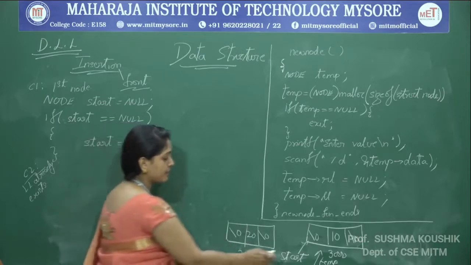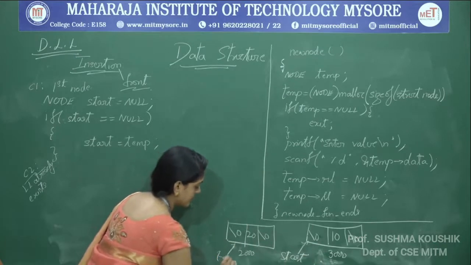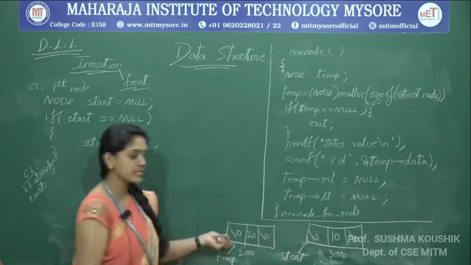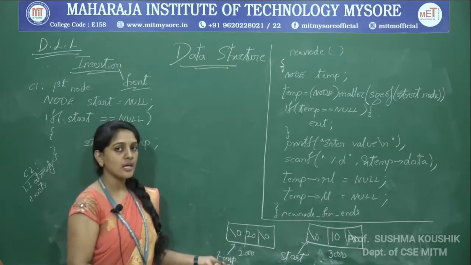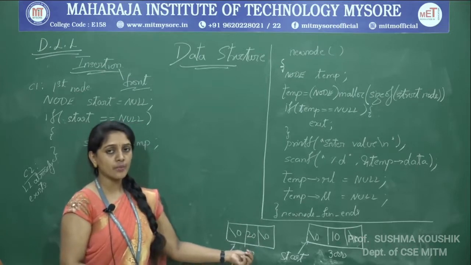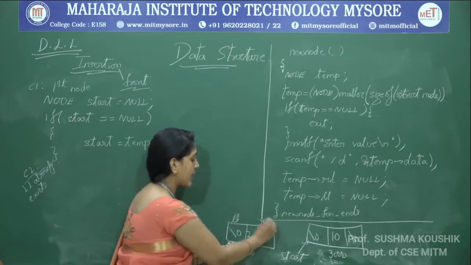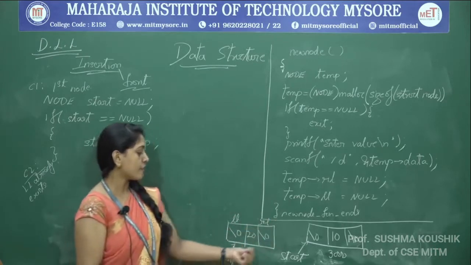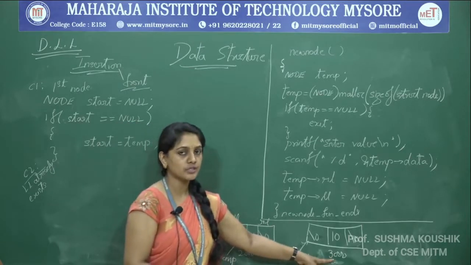The temp has been pointed for this new node. We know that this temp pointer, whatever node it is pointing to, if this is the first node, does not require the left link LL to be altered. We only require RL to be altered. So temp of RL is equal to start. Start is still pointing to 3000.